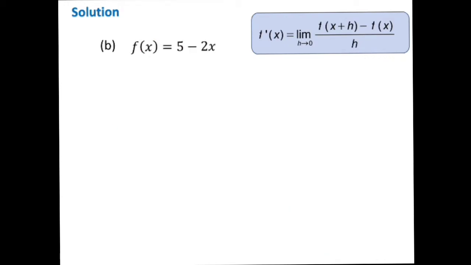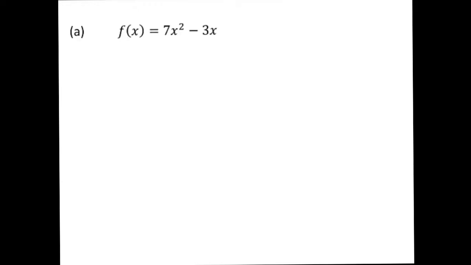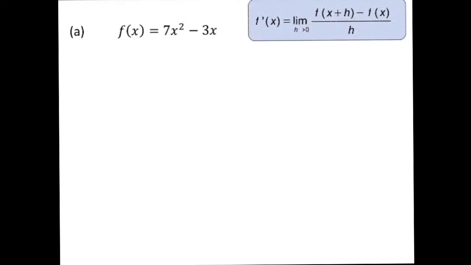Try out example 1b. Now look at example 2. By using the first principle, find the first derivative of the following functions. Example 2a. The function f is 7x squared minus 3x. First step, remember, is to find your function f in terms of x plus h. So just replace your x with x plus h. Replacing all of the x with x plus h.